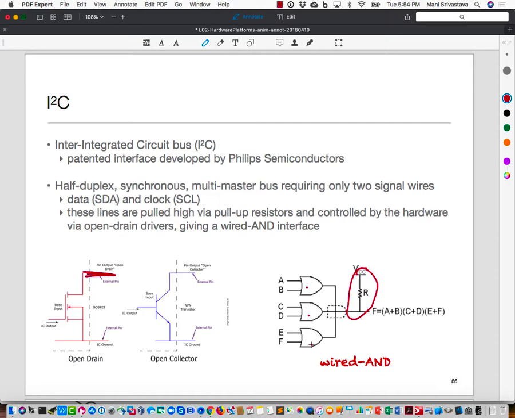Using this, they are able to accommodate multiple masters, because at any given point in time, one master can take over the bus and then transmit, can talk with its slave chips, and at another time a different master can do it. How that happens, we'll talk next time. But I2C is again extremely commonly used and a very versatile thing.